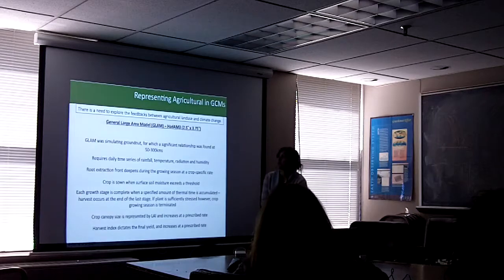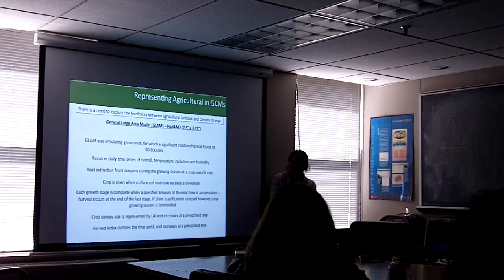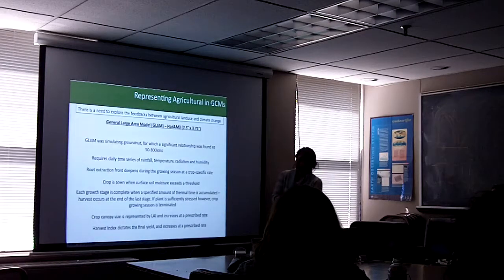So the Hadley Center model was recently coupled with a crop model, the General Large Area Model, GLAM. GLAM was originally developed to simulate groundnut in tropical and subtropical areas. And in their initial studies, they found that really significant relationships exist between the crop response, the growth, and important agroclimate metrics, right, temperature and rainfall, at scales of 50 to 300 kilometers. So this becomes interesting from a climate modeling standpoint, right?